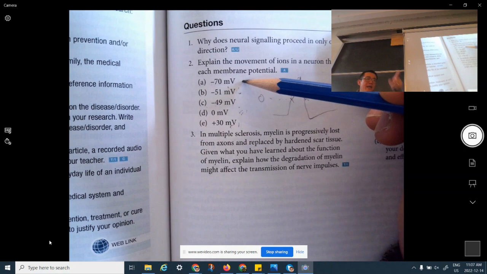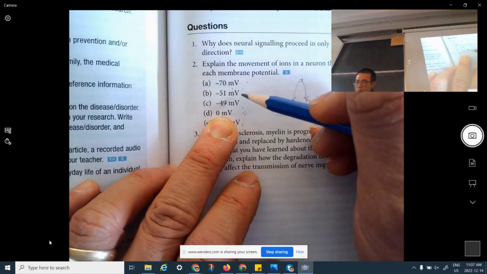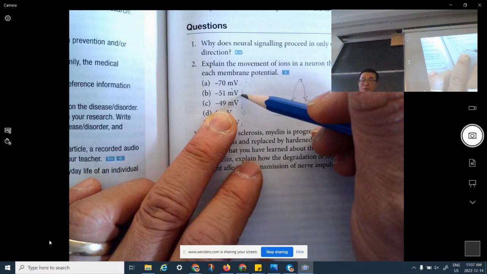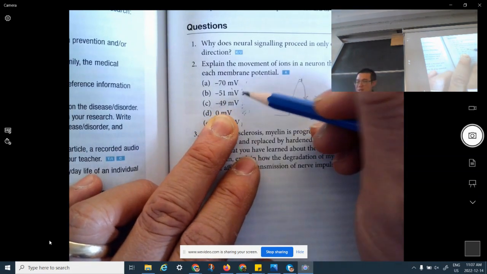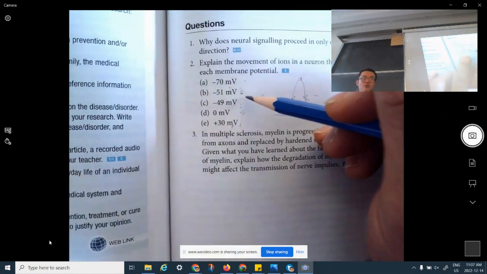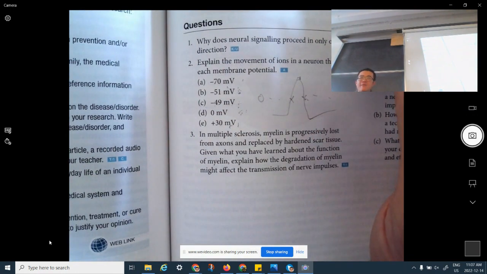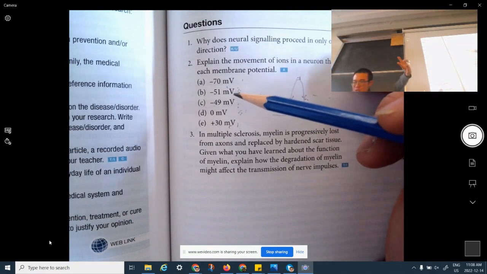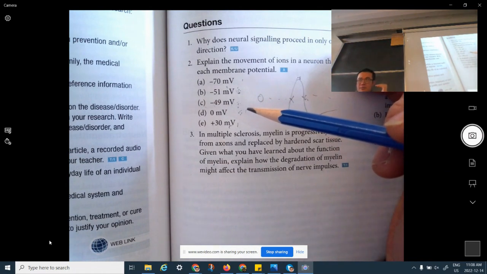The resting potential is maintained by the sodium-potassium pump, so sodium comes out and potassium goes in. Perfect, thank you. Now, B and C. Considering that B is minus 51 and the other one is minus 49, let's just say the threshold potential is minus 50. I know the notes and textbooks say it's minus 50 to minus 55, but since the numbers in the question are right next to each other, let's just say threshold potential is minus 50.